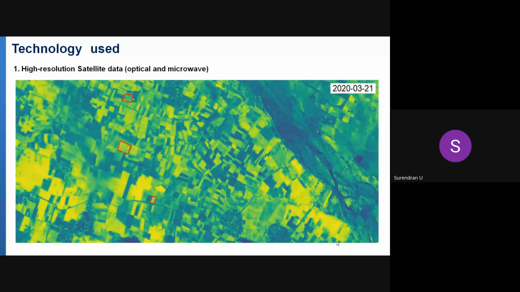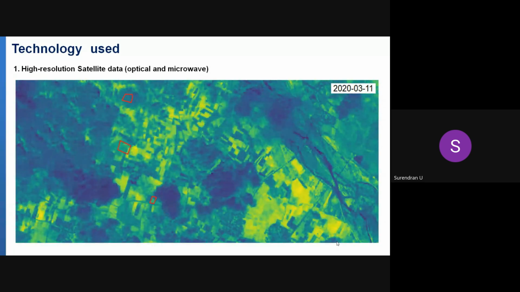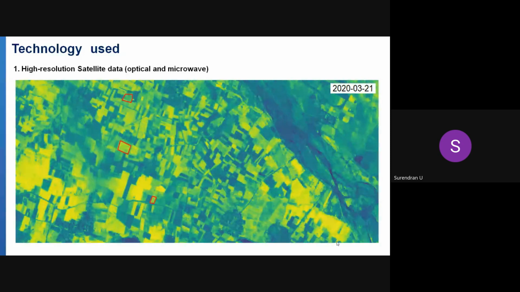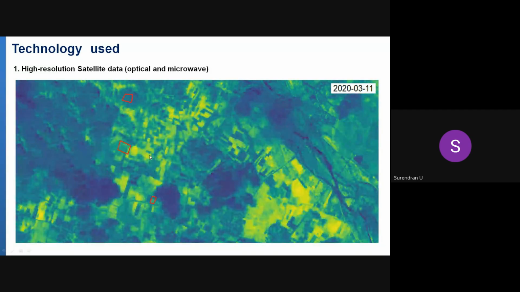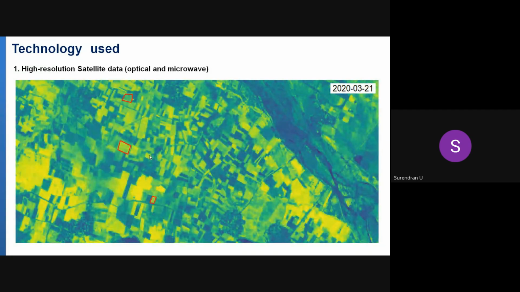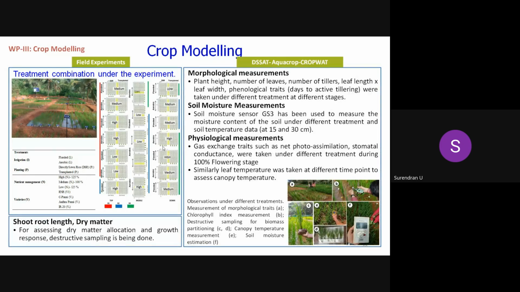Normally rice is cultivated during the monsoon season, so there will be a lot of cloud coverage. So what we did is use high resolution satellite data, not only optical, we have utilized microwave also, to map exactly where the paddy is. This project was done during 2019 to 2023, and we validated this remote sensing database based on field experiments conducted at farmers' fields as well as in experimental stations. This is one of the experimental stations, which is mainly utilized for validating the crop simulation model.